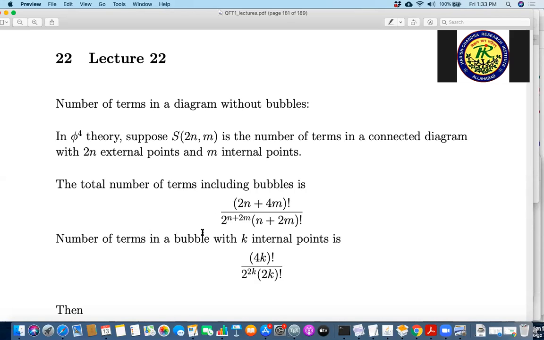Now we have independently another counting. If we have a bubble with k internal points, then there are 4k phi's coming out of these k internal points, because each internal point has 4 phi's coming out. So we can use the same formula. The number of terms in a bubble with k internal points is given by 4k factorial divided by 2 to the 2k times 2k factorial. So what I was calling k earlier has now become 2k. Is this clear so far, these two expressions?